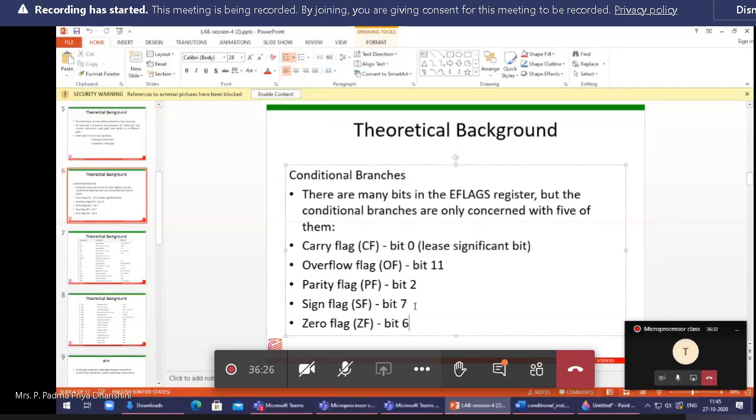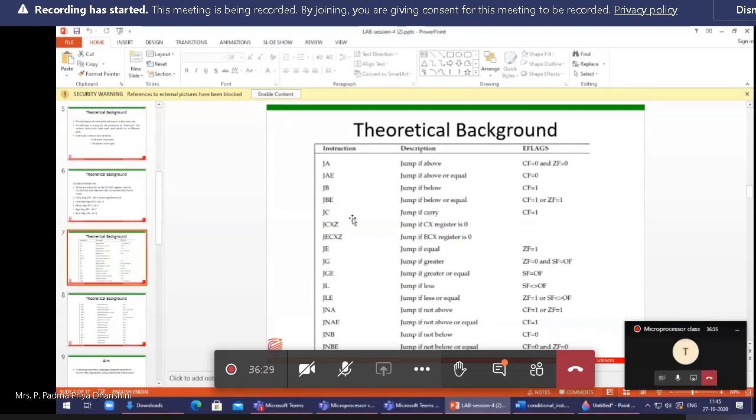In today's class we are discussing jump equal and jump not equal. JE stands for jump equal. When will this instruction execute? When the zero flag is set to 1. This is what I have explained until now. That means that the source and the destination values of the compare instruction are the same. That's the meaning of this. Similarly, there are so many instructions given.